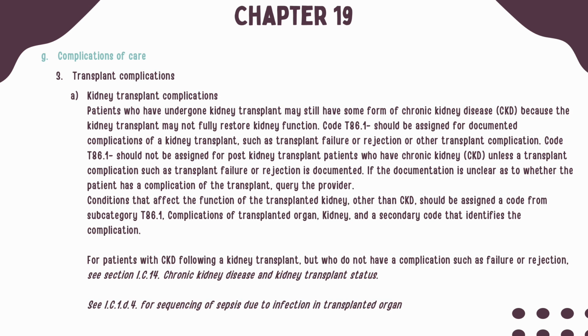When a patient undergoes a kidney transplant, they may still have some form of chronic kidney disease because the transplant may not fully restore kidney function. For patients with CKD following a kidney transplant and no complication is present, you should see Chapter 14 guidelines for further instruction. When a complication of the transplant is present, such as failure or rejection, a code from category T86.1 should be assigned. If the documentation is unclear as to whether the patient has a complication of the transplant, you should query the provider.